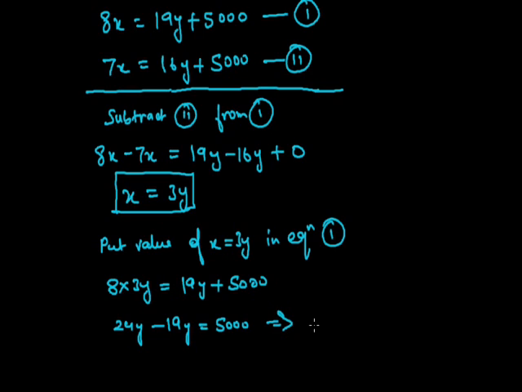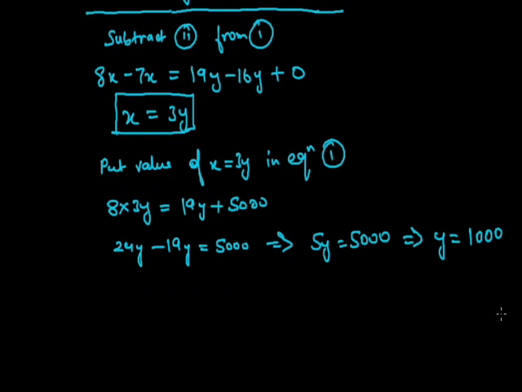So if I solve it, I will get 5y is equal to 5,000. Accordingly the value of y is equal to 5,000 upon 5, that is 1,000. So I got the value of y, and now I can use this value of y to find the value of x, because x is equal to 3y, so that is 3 into 1,000. So accordingly I will get the value of x.